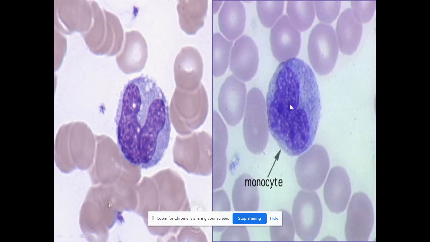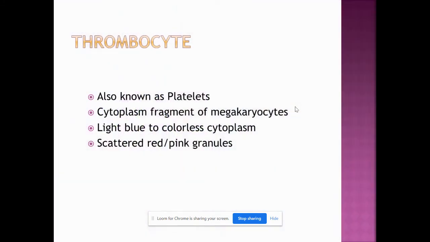So this is your monocyte. It is bigger compared to your large lymphocyte. In fact, this is the largest blood cell in the peripheral blood. But again, take note that the largest cell inside the bone marrow is not the monocyte. Rather, it is the megakaryocyte. Next is thrombocyte. Thrombocyte is also known as platelets. This is a cytoplasm fragment of a megakaryocyte.